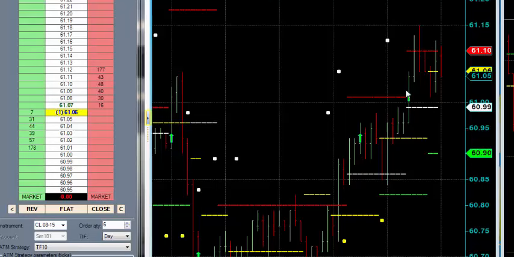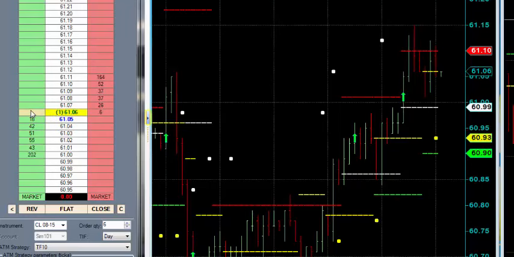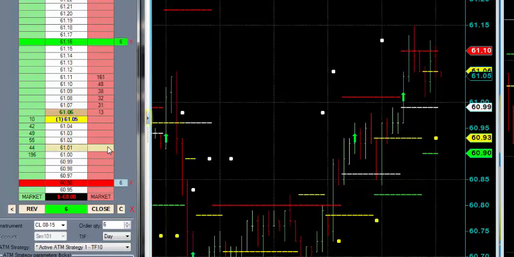Here we are on the oil contract. We have a nice arch forming right here, so we'll go long right here, point and click, 6 contracts, and we got our fill. Average fill is at 61.06. We have our profit target at 61.16, and our stop for right now is down below at 60.96. Our average fill again is at 61.06.